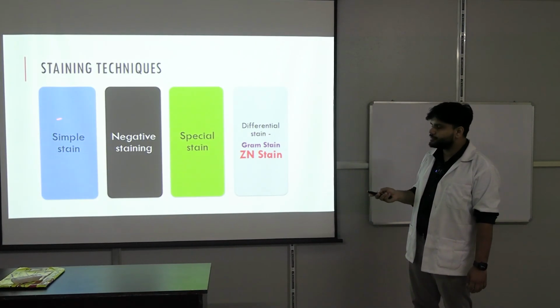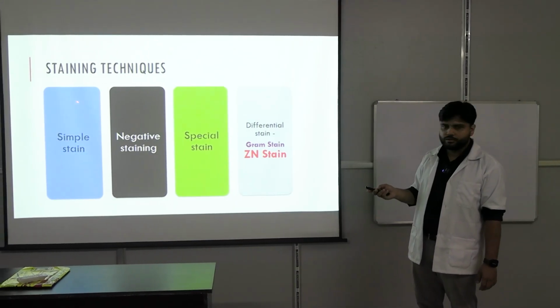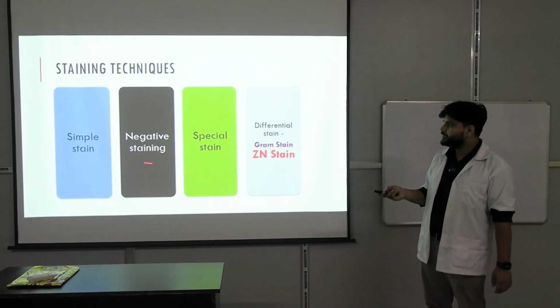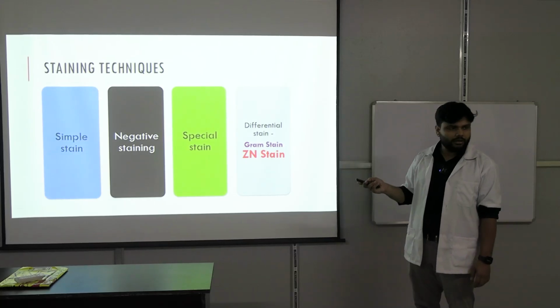So you guys have done a simple staining. So what is the color for the simple staining that we have given here? Blue. So remember, we use methylene blue in simple staining, okay? In negative staining, the background was stained black. So that's why we have given the black color here, okay?